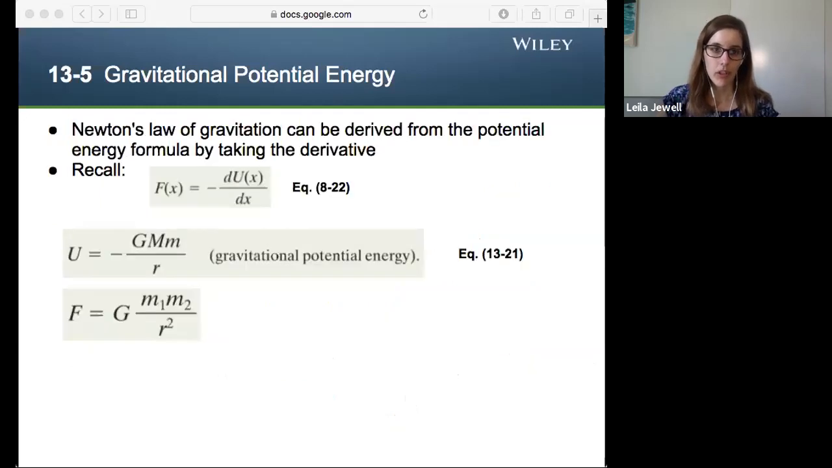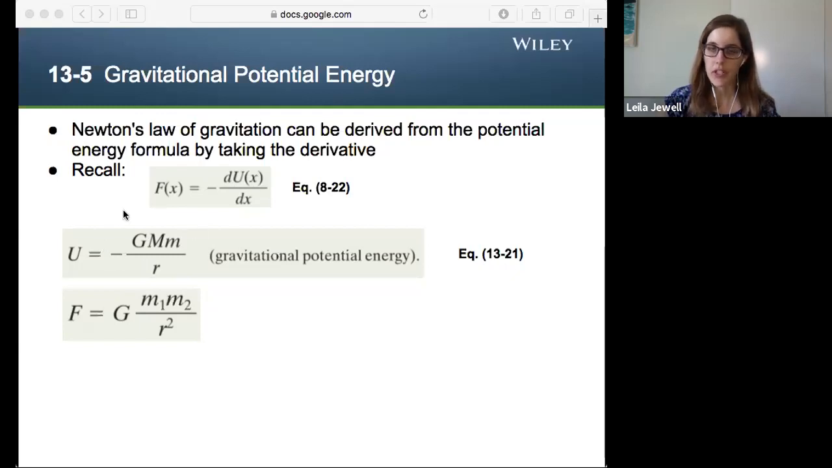Now, I mentioned before that this potential energy is really similar to the force. We can actually derive that force equation, Newton's law of gravitation, by taking the derivative, right? If we remember from chapter 8, a lot of this is going back to chapter 8, the force is related to the potential energy, and that's negative the derivative of the potential energy.